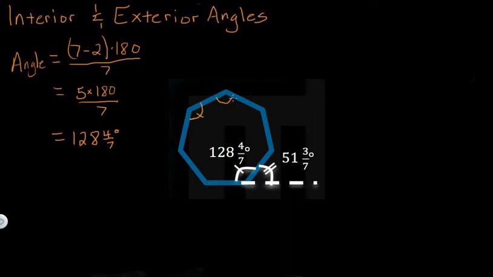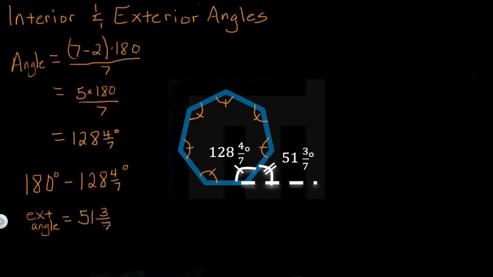So it's not shown here, but each angle here measures the same, 128 and 4/7 of a degree. Then to find the measure of each exterior angle, all we have to do is subtract that measure of an interior angle from 180. So we do 180 minus 128 and 4/7 of a degree. And if we calculate the numbers there, we get that the exterior angles of a regular heptagon are all equal to 51 and 3/7 of a degree.